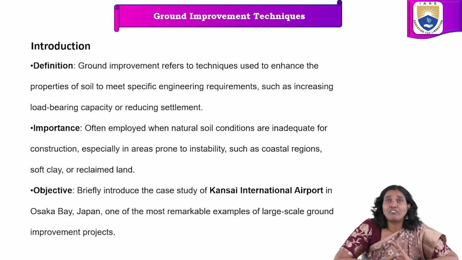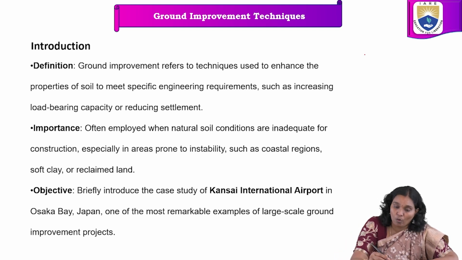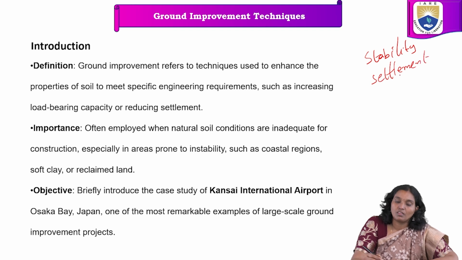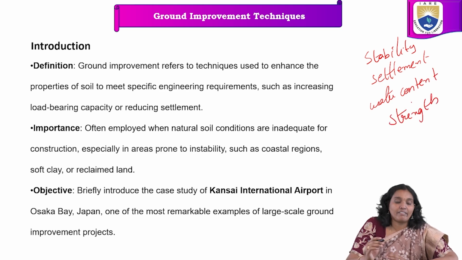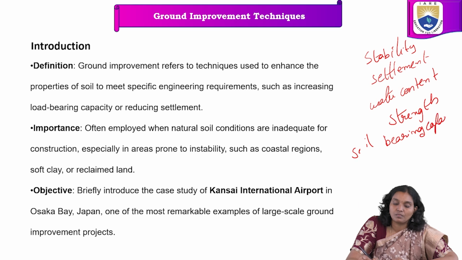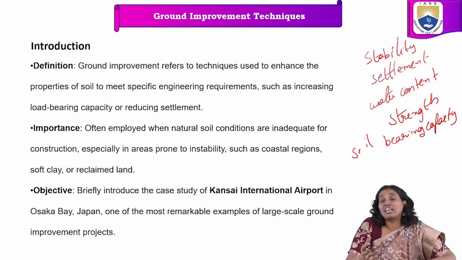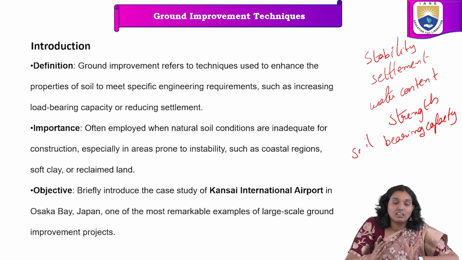We have different types of engineering requirements: stability, settlement, water content, moisture content, and strength. Most importantly, when coming to the soil, the important one is the soil bearing capacity. These are all the parameters included in these requirements.